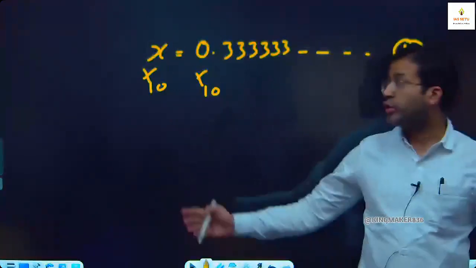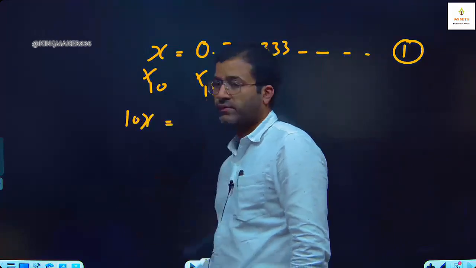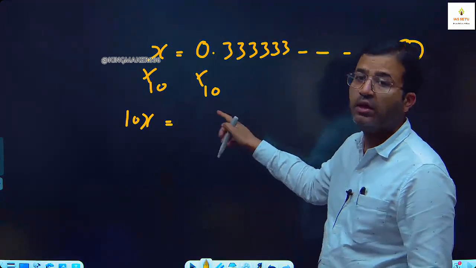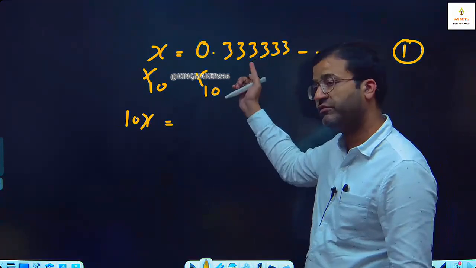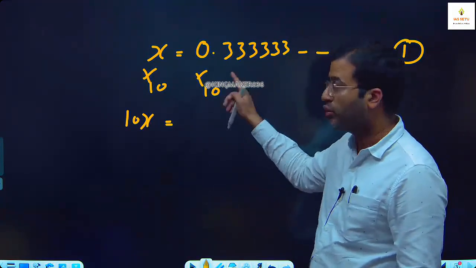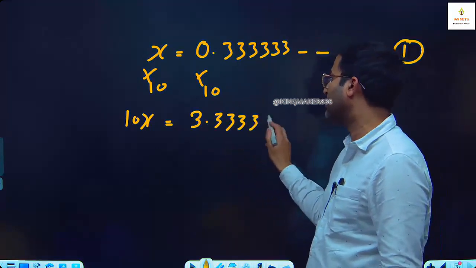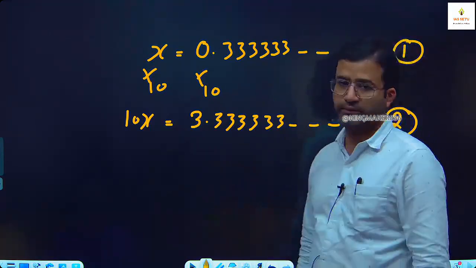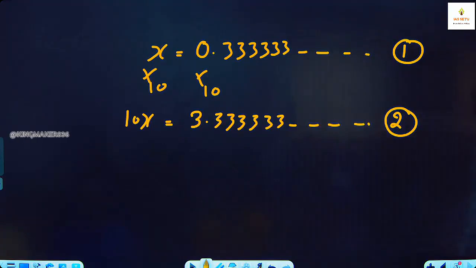So if you multiply x with 10, we get 10x. And if you multiply 0.333 with 10, when you multiply any decimal value with 10, the decimal shifts one place to the right side. This decimal will go here. So it will become 3.33333 like this. This is our equation number 2. x is equal to 0.333, so 10x is equal to 3.3333.